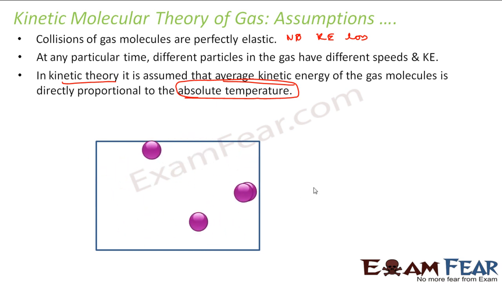Correct? So these are the 7 assumptions we have for this molecular theory of gases. Out of this, the first 2 assumptions are incorrect. We'll explain why. And the other 5 are correct for real gas also.